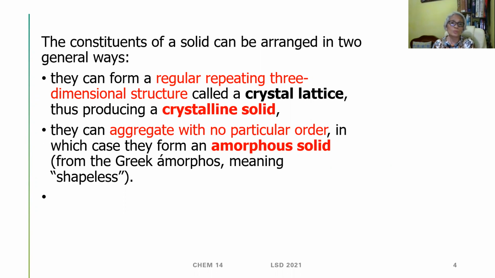Okay? Kasi sinabi natin kanina, yung crystals, fixed kasi yung mga particles nun in space. Samantalang yung amorphous, hindi. So, if the particles of a solid can aggregate with no particular order, amorphous solid ang mabubuo naman. If they can form a regular repeating three-dimensional structure, crystalline solid ang mabubuo or crystals. Okay? So, tandaan, pag may pattern, pag may order, crystals yon. Pag random o walang order, amorphous yon.